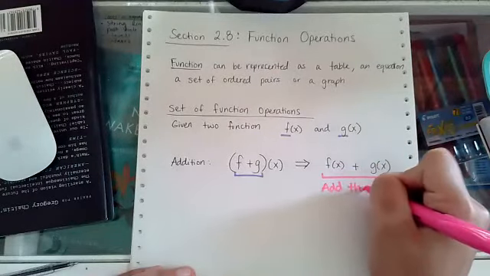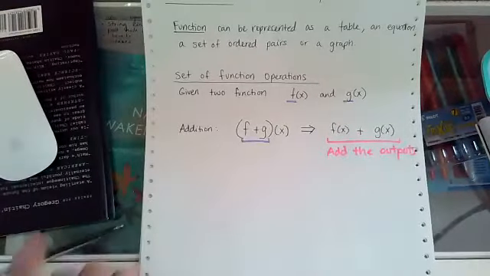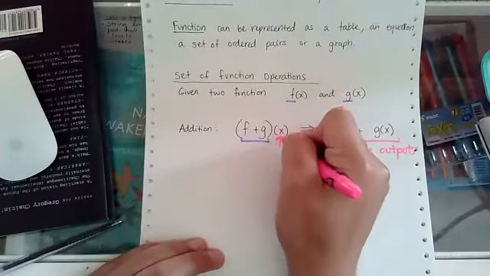So add the outputs. That is, add their y values for some x value. So this guy is the input value.